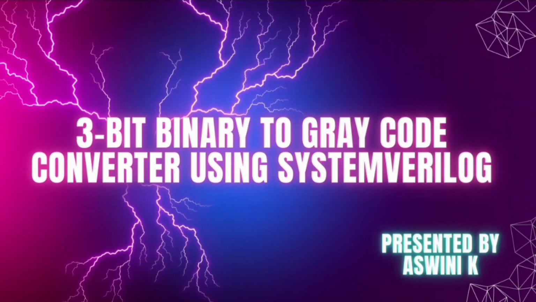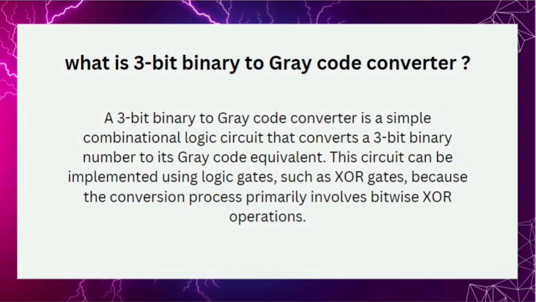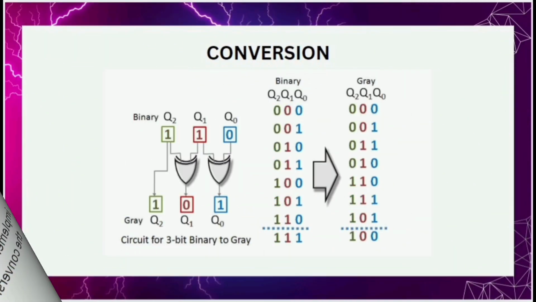In this video, I'm going to explain about the 3-bit binary to gray code converter using SystemVerilog. First, what does a 3-bit binary to gray code converter mean? It is a simple combinational logic circuit that converts a 3-bit binary number to its gray code equivalent. This circuit can be implemented using logic gates, such as XOR gates, because the conversion process primarily involves bitwise XOR operations. Now let us see the conversion.